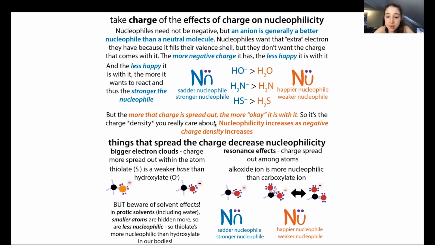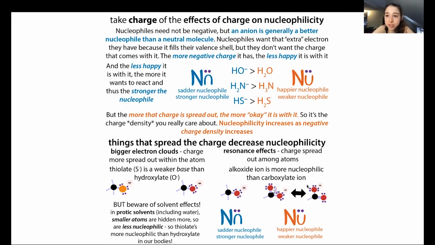Okay, what about resonance effects? Take carboxylate. We talked about carboxylic acid, a carbon double bonded to an oxygen next to an OH group, which is part of amino acids. In our bodies it's always negatively charged because it's super acidic, so it's going to want to lose that proton. And when it does this, it has a negative charge. So this is a carboxylate group.